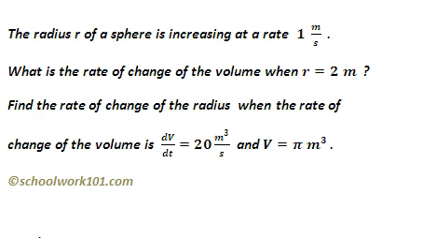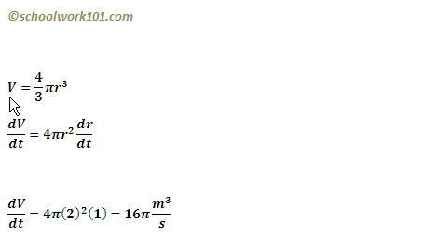So let's get busy. We're going to need to know the relationship between the volume and the radius, and that's something you should probably have memorized. It's 4/3 pi r cubed, right? That's going to be the volume. And so we're going to take the derivative of this.